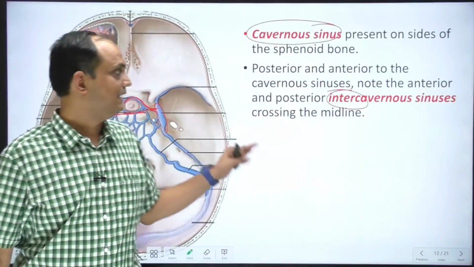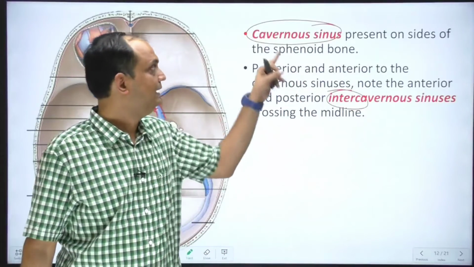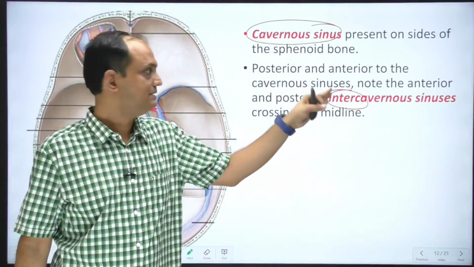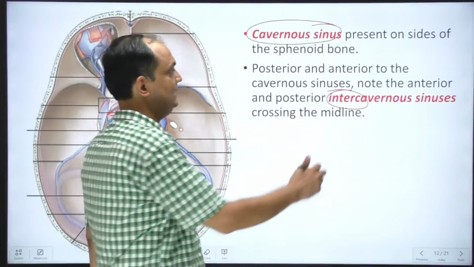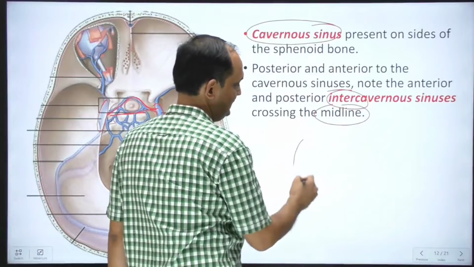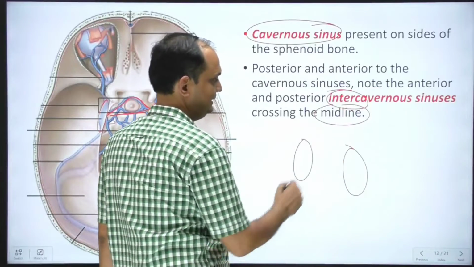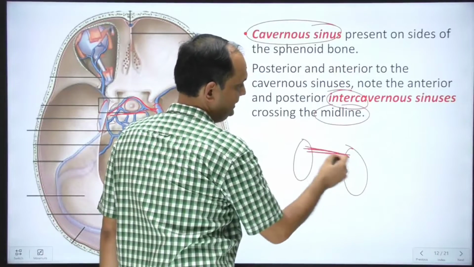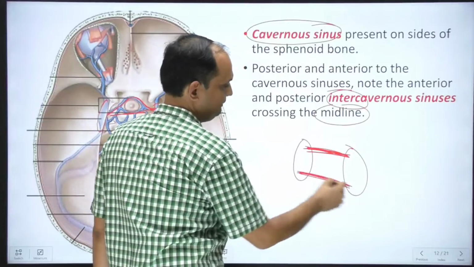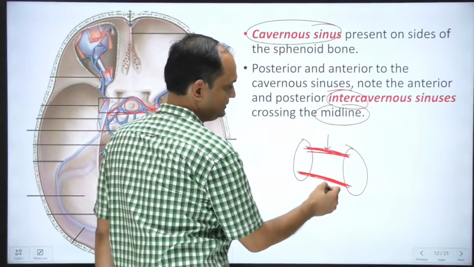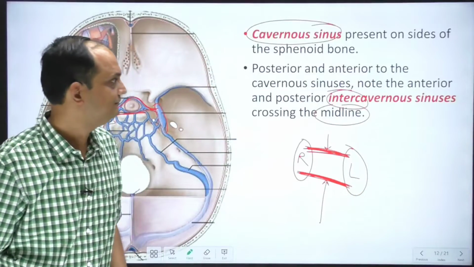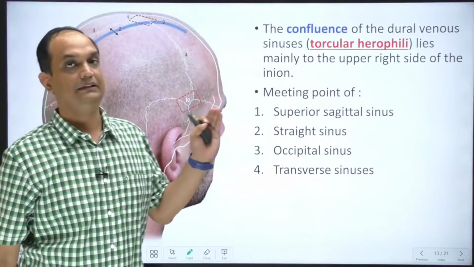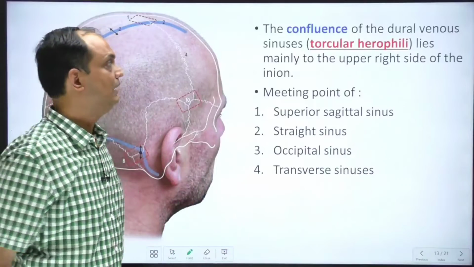So this is another important thing, that cavernous sinus is a paired sinus, but intercavernous sinus is an unpaired sinus, and they cross the midline. So this is the right and this is the left cavernous sinus, and they are connected by anterior and posterior intercavernous sinus. So these are the unpaired structures, but these are the paired structures. Clear? Then this is the question of your exam or your viva.